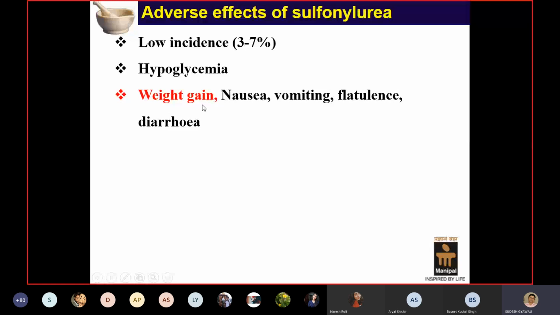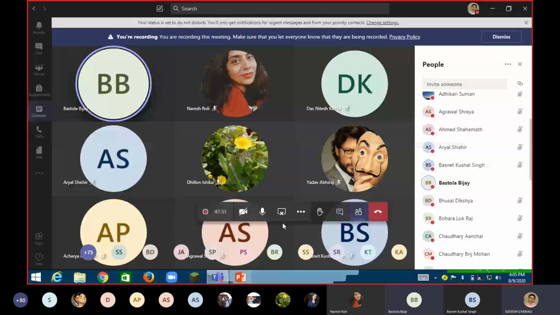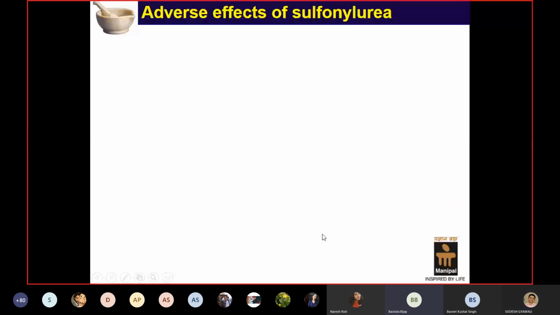So you have to educate your patient about the symptoms of hypoglycemia and what to do if hypoglycemia occurs. So what has to be done if hypoglycemia occurs? Vijay? Chocolate, sir. He can be given a chocolate. He can eat a chocolate.